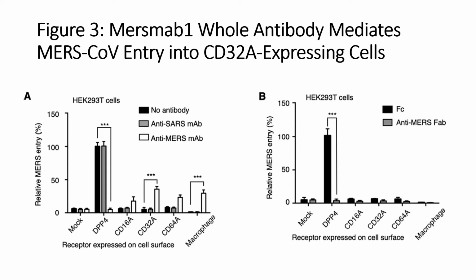In 3B, they're kind of doing the same assay, but this time the experiment was run the same as in A, but only the Fc and the Fab portions of the antibody were used. So here the researchers are demonstrating that neither the Fc nor the Fab portion of the antibody could mediate that entry into the Fc receptor expressing cells or the macrophages, suggesting that both the Fc and the Fab portions of the anti-MERS monoclonal antibody are required for the viral entry success.